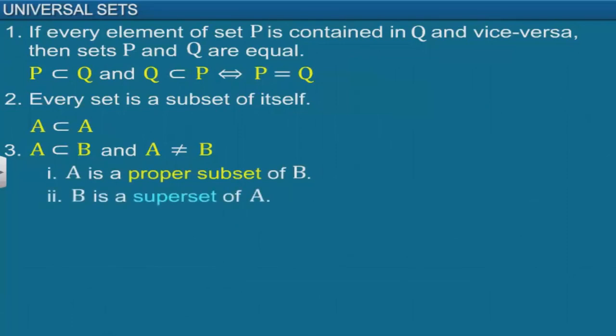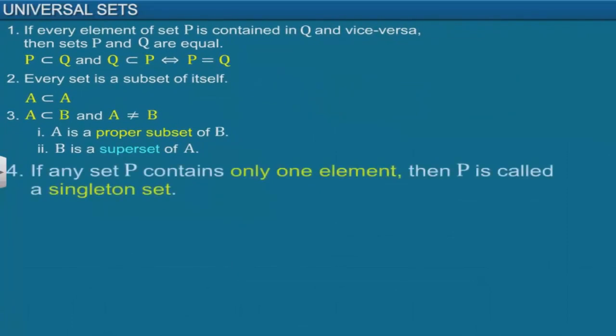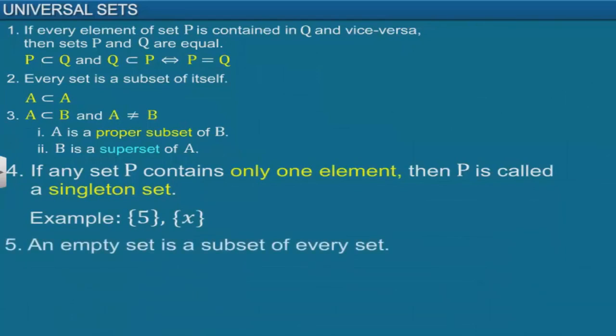If any set P contains only one element, then P is called a singleton set. An empty set is a subset of every set. Since an empty set has no elements, it is a subset of every set.